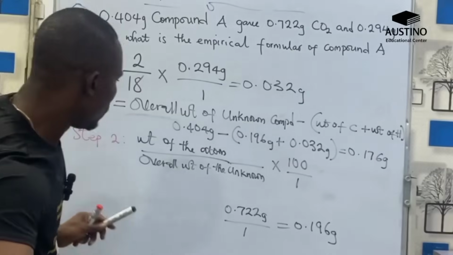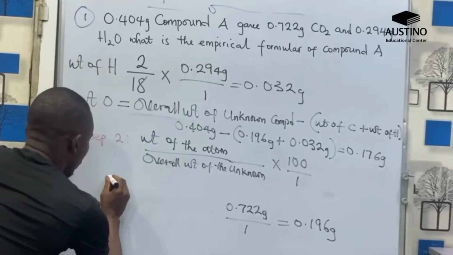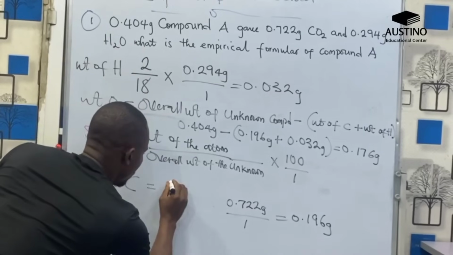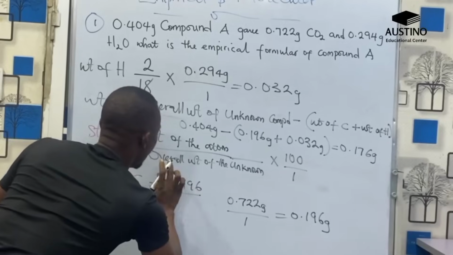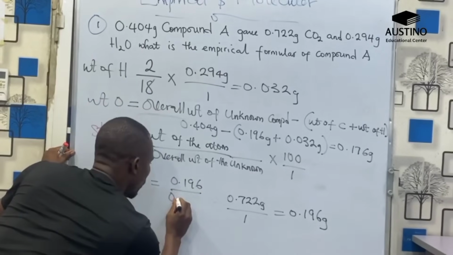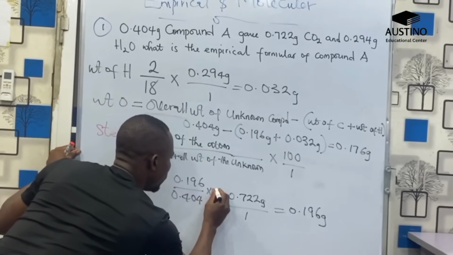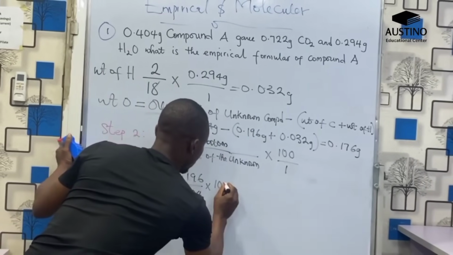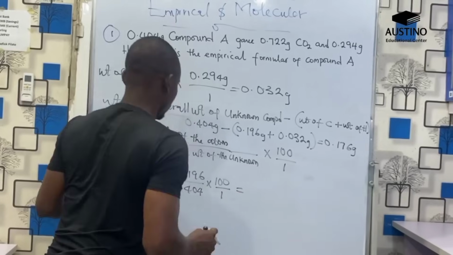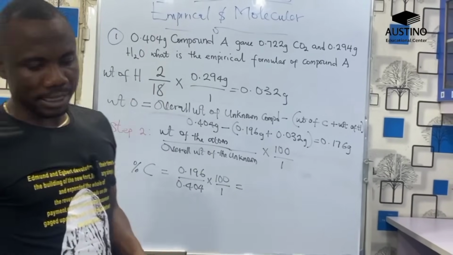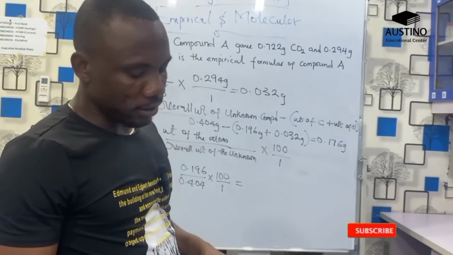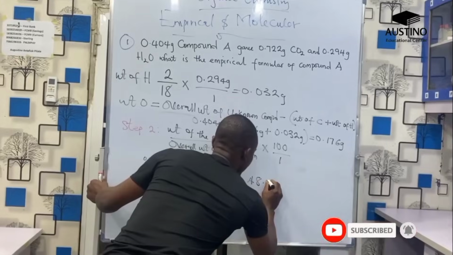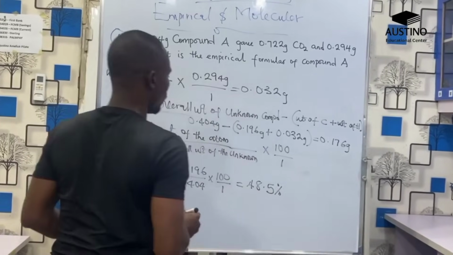By that formula, we are going to be calculating for carbon. The percentage weight of carbon, C, will be equal to the weight of carbon, already known to us to be 0.196, all over the overall weight of the compound, which from the question is given to us as 0.404, times 100. If you do that mathematically, you're going to be arriving at 48.5% carbon.